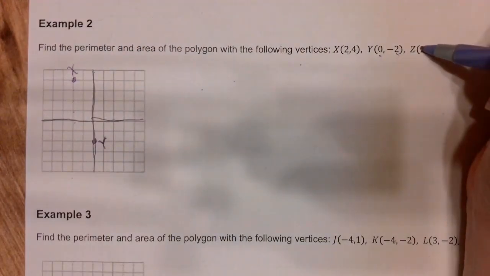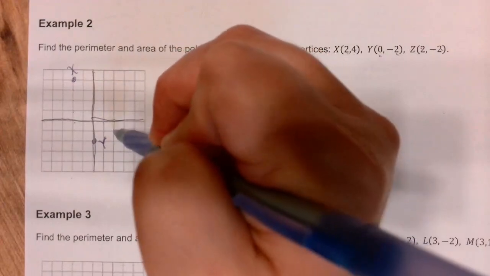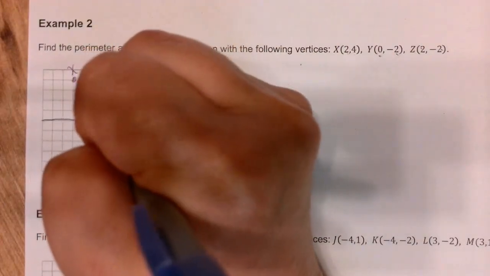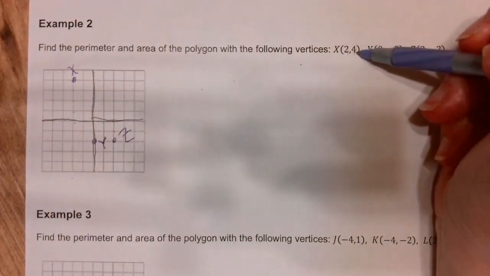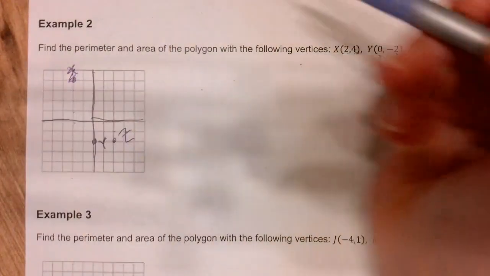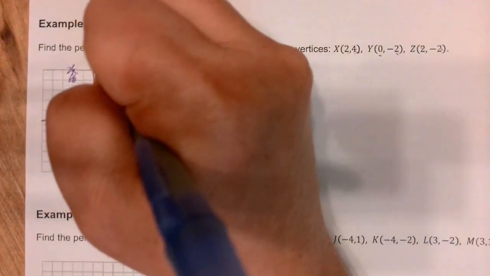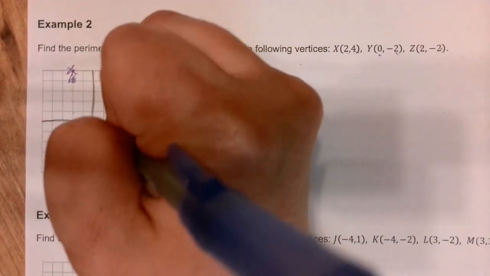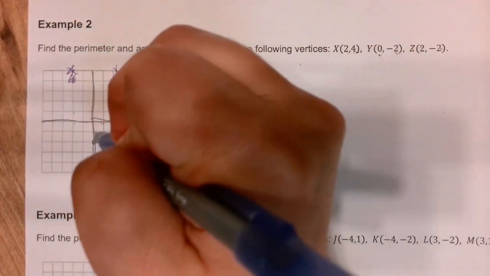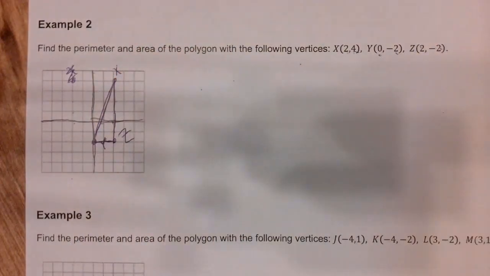And Z is at 2, -2. Right 2, down 2, Z. And here, I plotted 2, 4 wrong. X is not there. 2, 4 is right 2, up 4. There we go. Connect the dots. And the shape we get? 3 points that we're connecting, it's a triangle.